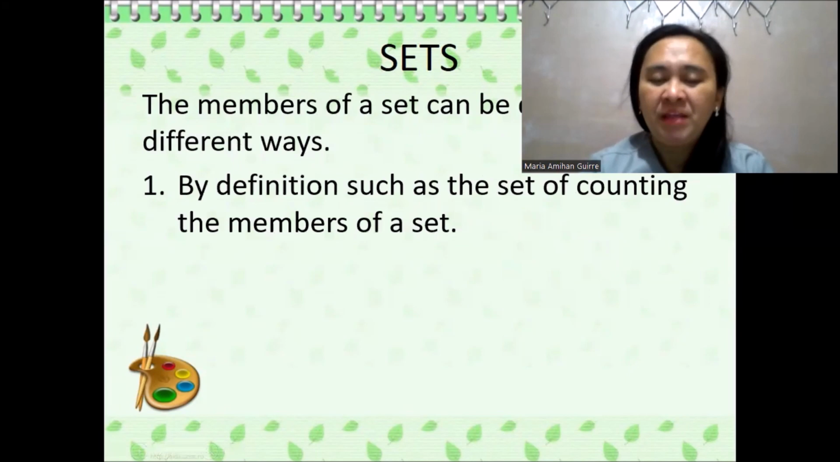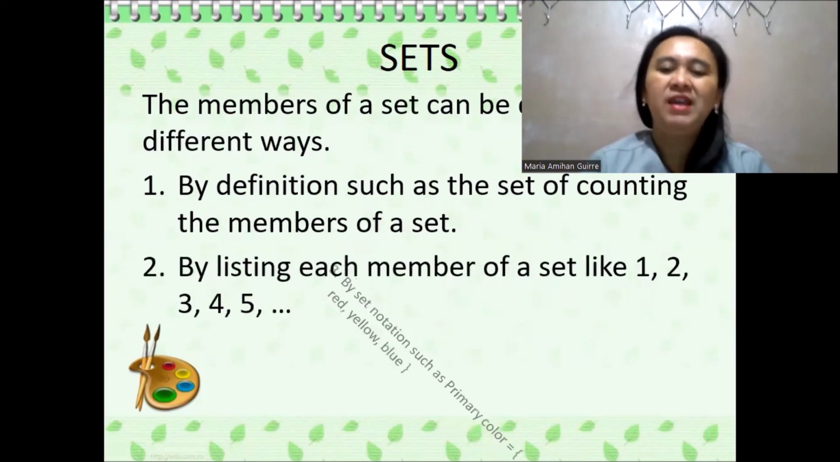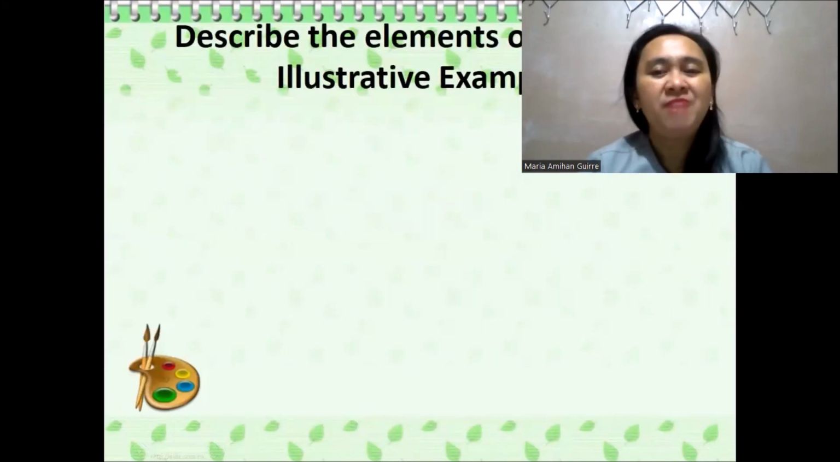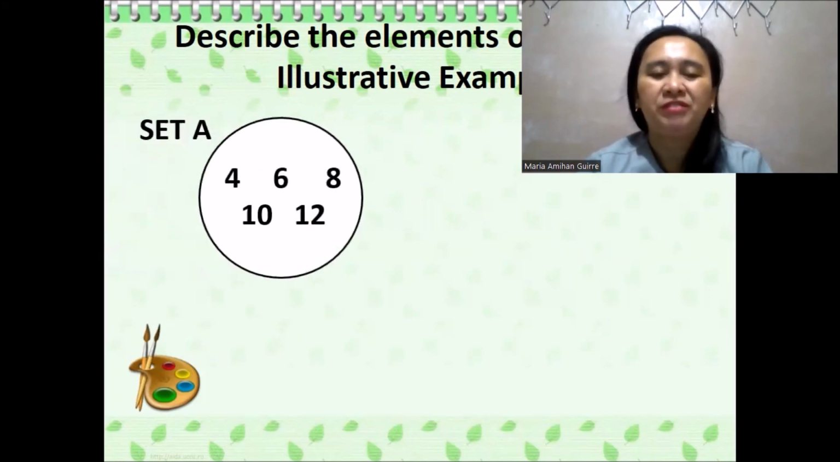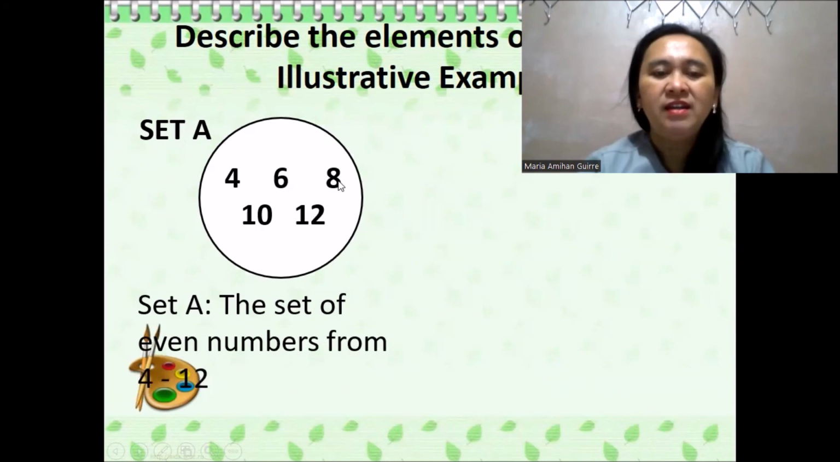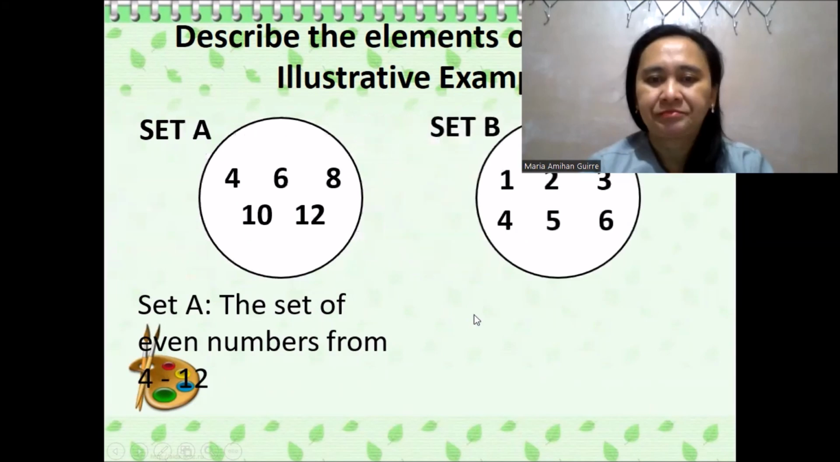By definition or by description, by listing, and by set notation. To describe the elements of each set by given example or illustrative example, the first one, if we observe set A, these are all the elements of set A: 4, 6, 8, 10, 12. So set A is the set of even numbers from 4 to 12. So ito ang pag-describe ng given figure of a set.